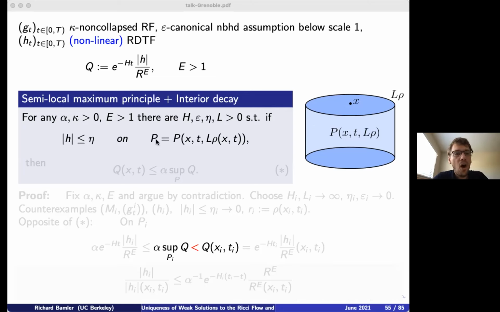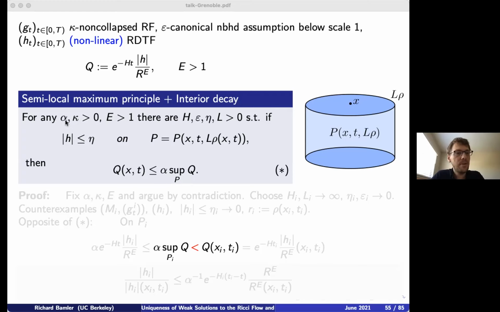And if on this parabolic neighborhood, h is sufficiently small pointwise, h should be bounded by eta. Okay? Eta is basically some kind of threshold, and will later be some kind of threshold below which we can approximate h by a linearized Ricci de Turck flow. Then we have the following bound. Then we get that Q at the point x, so at this interior point, is bounded from above by alpha times the supremum of Q over the entire parabolic neighborhood.